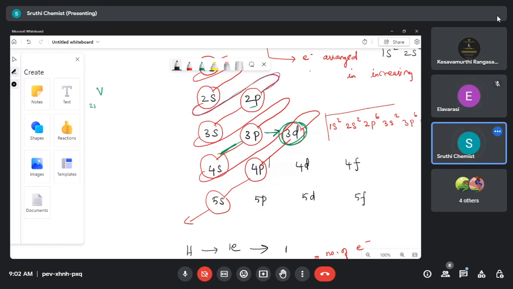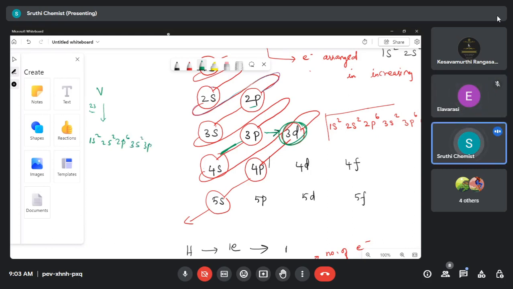Finished? Do it in your note and tell me. Finished, students? Yes. What is an atomic number? 23 is the atomic number. What is the electronic configuration based on the subshells? Who is ready? Tell me. Ma'am, 1s2, 2s2, 2p6, 3s2, 3p6, 4s2, 3d3.